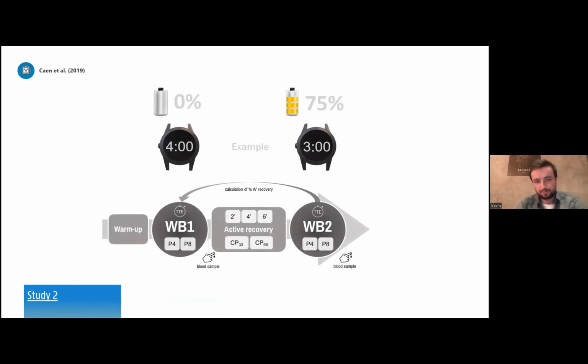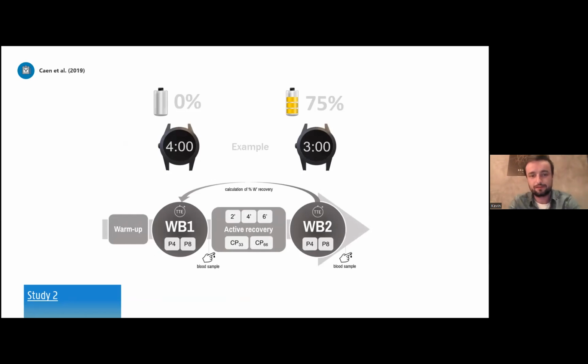We recruited participants and they did a first work bout, WB1, until exhaustion. Either they performed that work bout at what we call P4 or P8. P4 is the power output that we calculated, based on the critical power and W prime, that in theory would elicit exhaustion within 4 minutes. And the same accounts for P8. So they cycled at P4 or P8 until exhaustion.